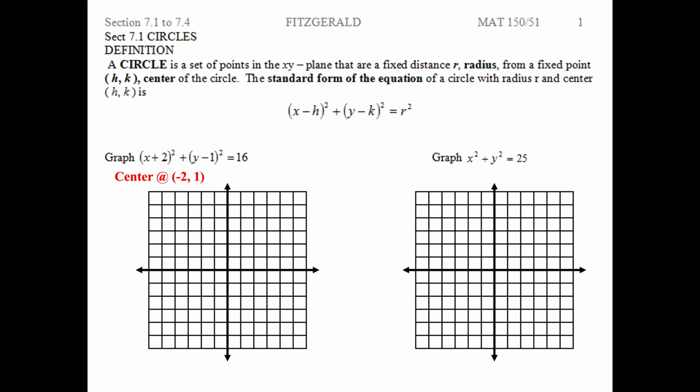Okay, starting chapter 7, 7.1 Circles. Definition: a circle is a set of all the points in an xy plane that are a fixed distance r, which is the radius, from a fixed point (h, k), which is the center of the circle. The standard form of the equation of a circle with radius r and center (h, k) is (x − h)² + (y − k)² = r². And notice here's your x minus h, your y minus k.